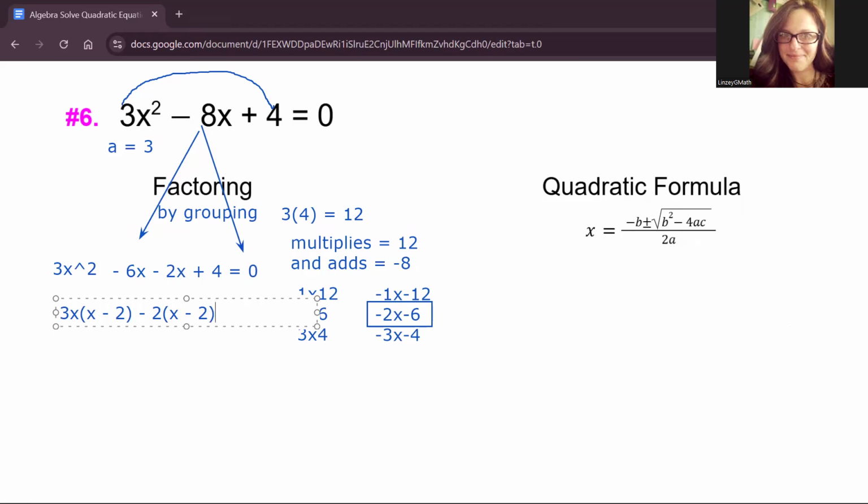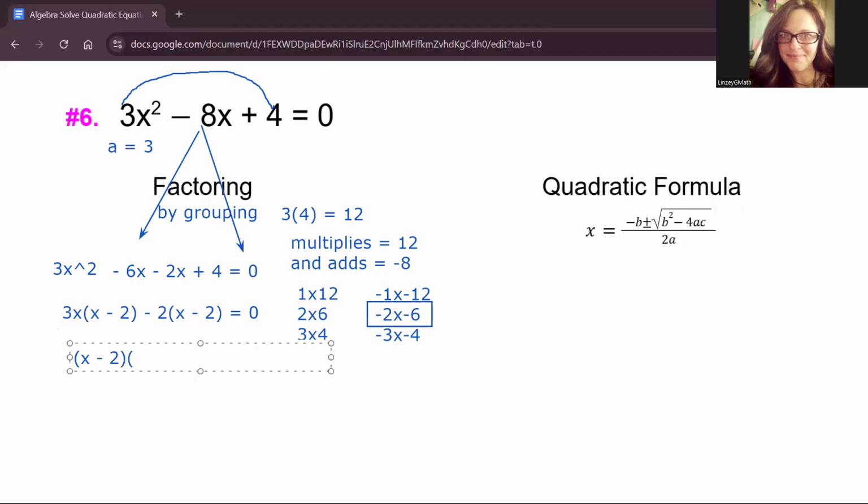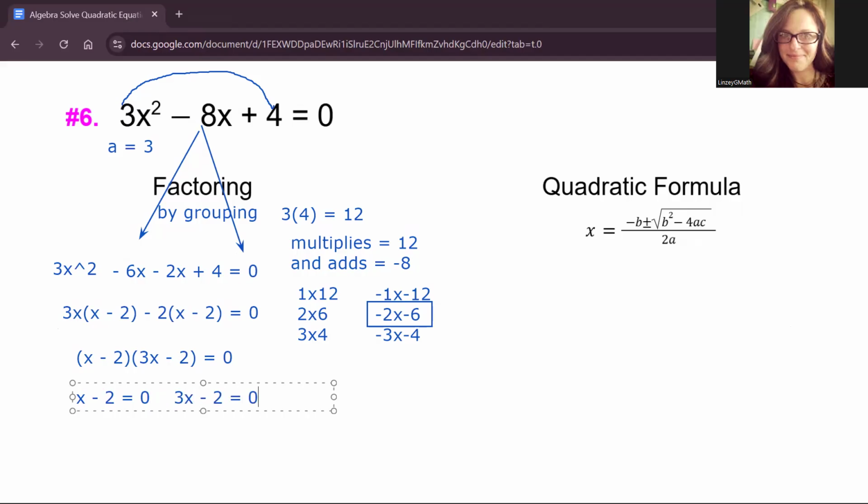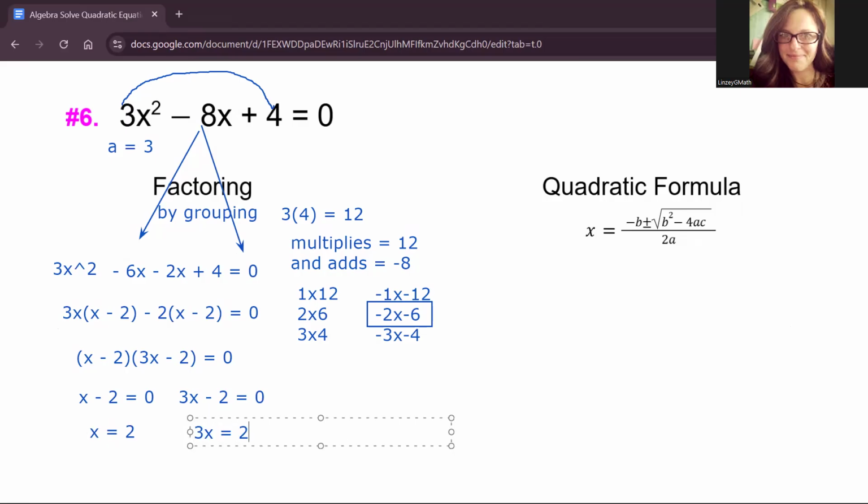We're left with x minus 2. Now we see x minus 2 is common to both terms, so we can factor that out. And we're left with the 3x and the minus 2. And then we'll set each factor equal to 0 and solve. We get positive 2 and positive 2/3.